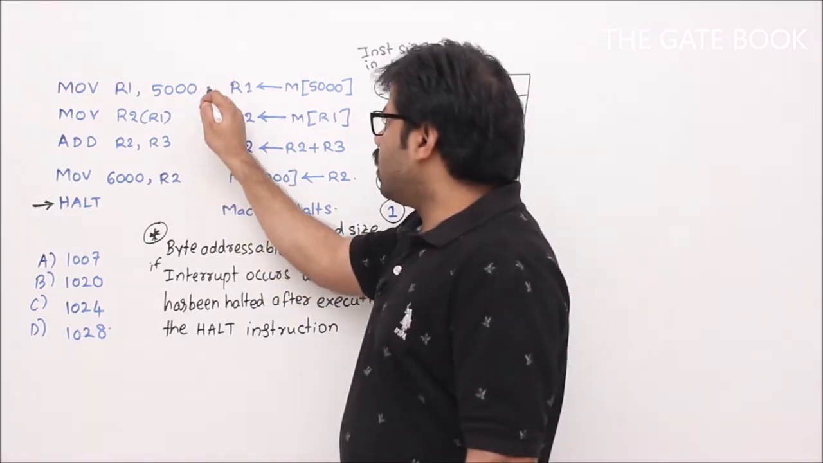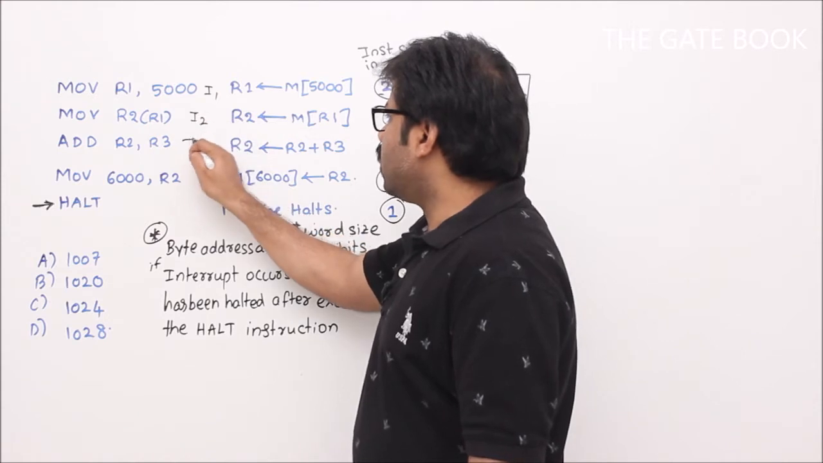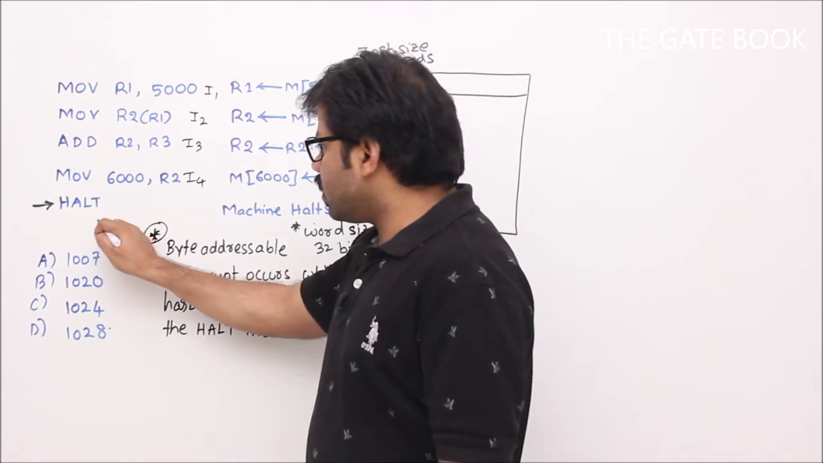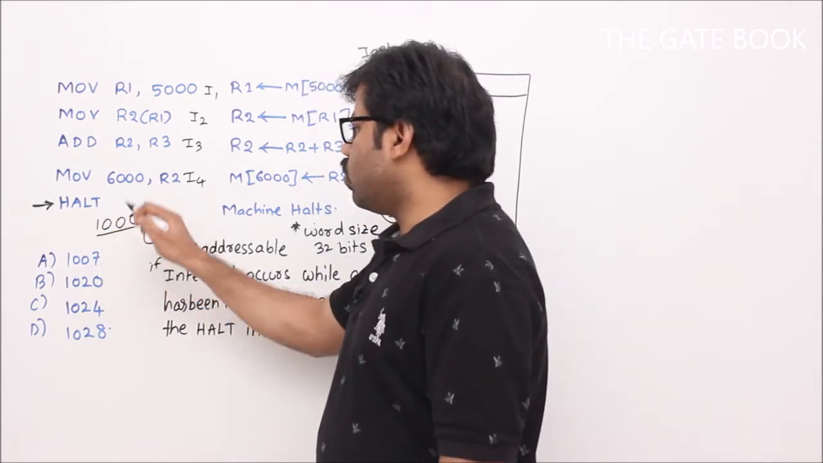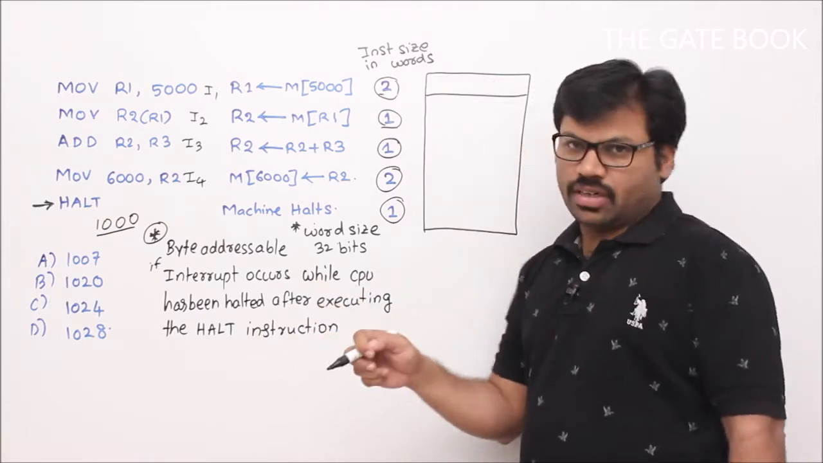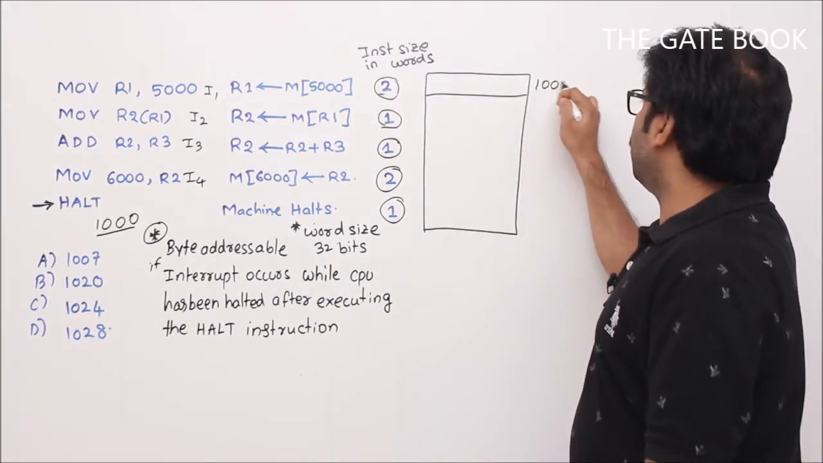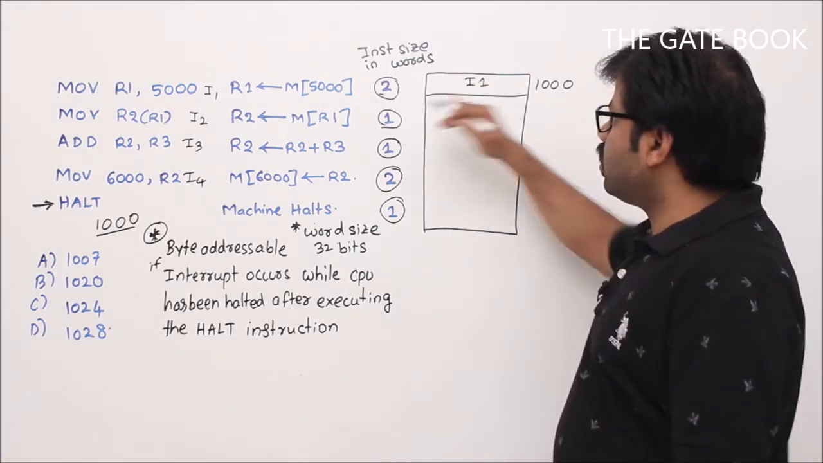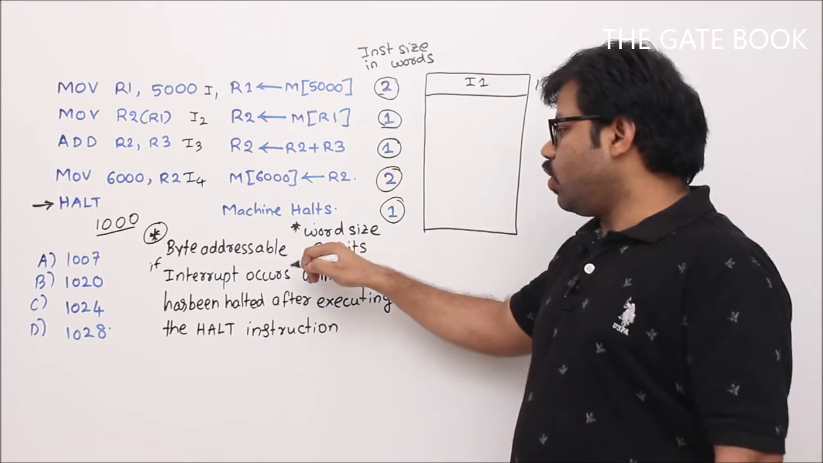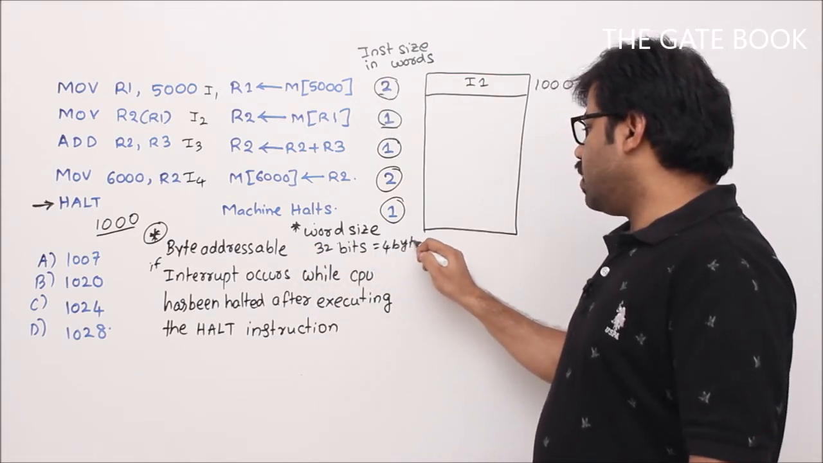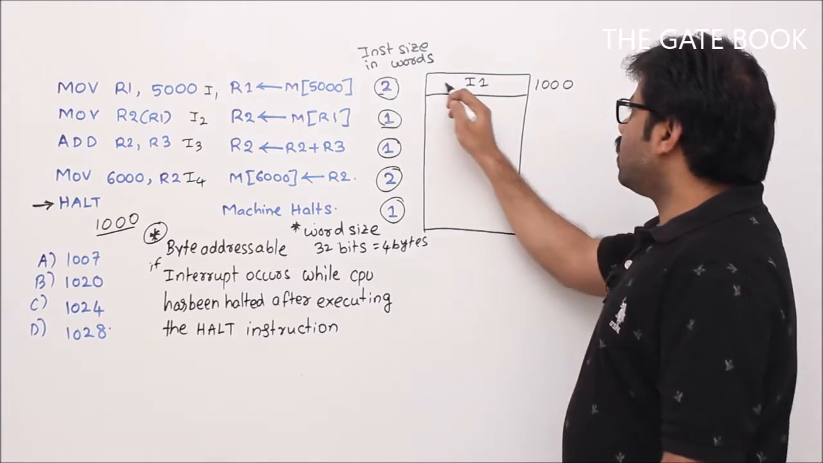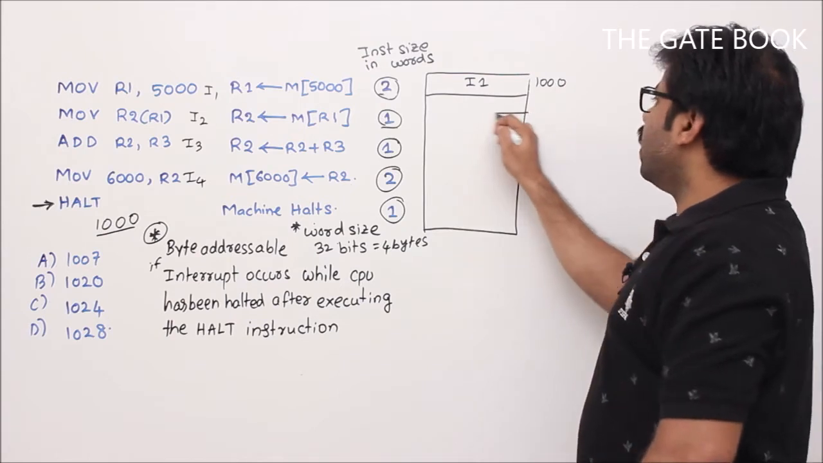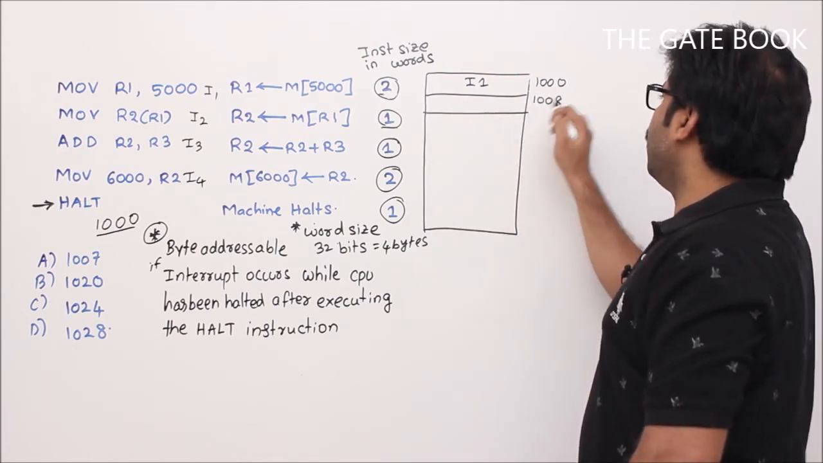Let us number them: instruction 1, instruction 2, instruction 3, instruction 4. In the question they have clearly mentioned that the starting address of the program is 1000. That means the program has been loaded from memory address 1000. So this is, let's say, 1000. Instruction 1 is occupying the 1000th byte followed by how many bytes? 2 words. Each word size is 32 bits, and 32 bits means 4 bytes. That means it is occupying 8 bytes, correct? So instruction 1 is occupying 8 bytes, 1000 to 1007, correct? Then the next instruction starts at 1008, I2.